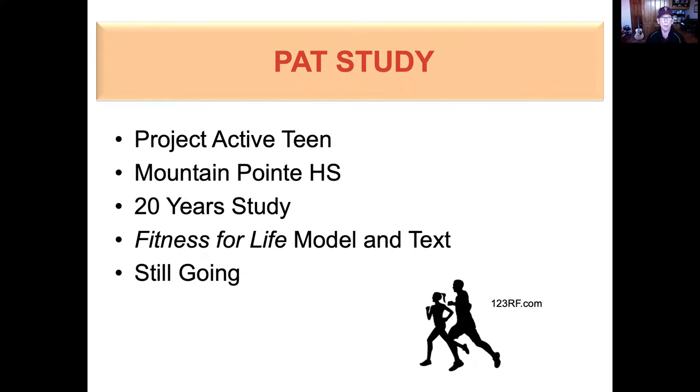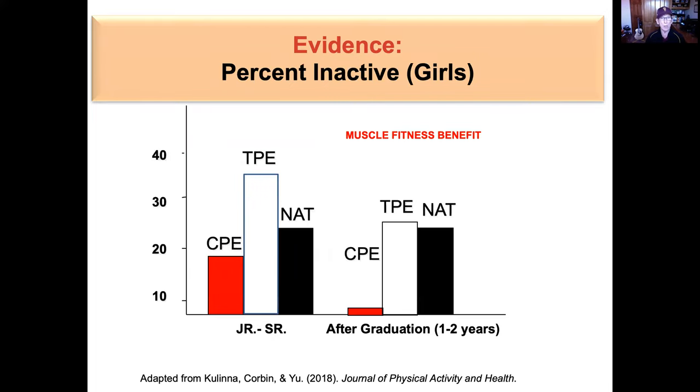Well, what is the Project Active Teen? It was a study started 24 years ago, and students were followed from when they were freshmen in high school until 20 years later, their 20th graduation homecoming. And it was from Mountain Point High School in Phoenix, Arizona, where the study was done using the Fitness for Life model and text, and they're still using it.